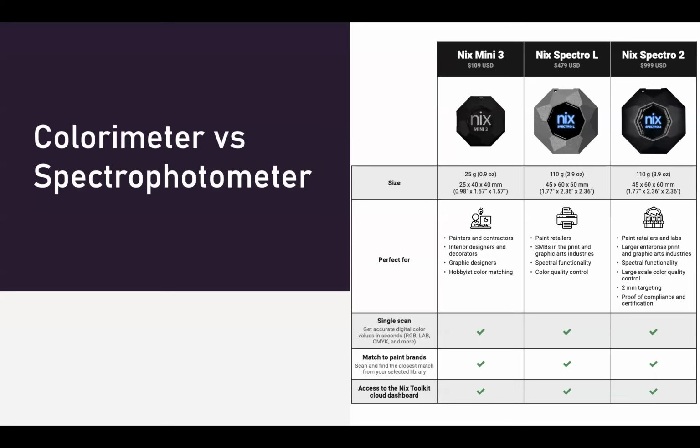The Spectro L is a great instrument for our industry at $479. It's got everything and then some, and will pretty much do everything you need it to do. And then the Nix Spectro 2, I think that pricing is actually wrong. It's gone up. This is an out-of-date sheet. It's $1,200 now, and that is the full-blown spectrophotometer.